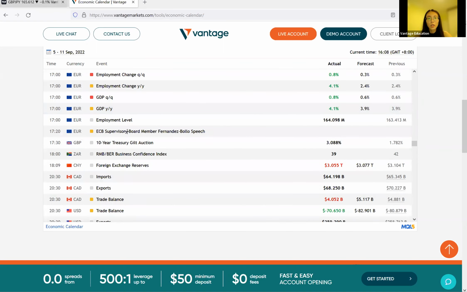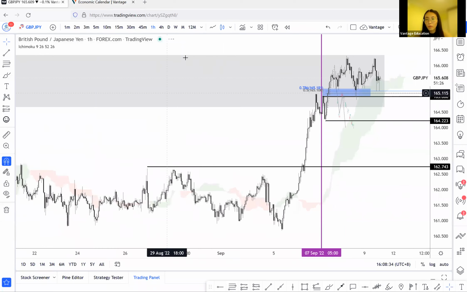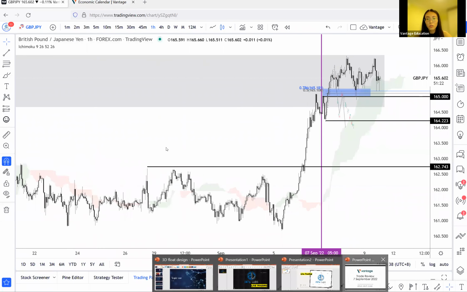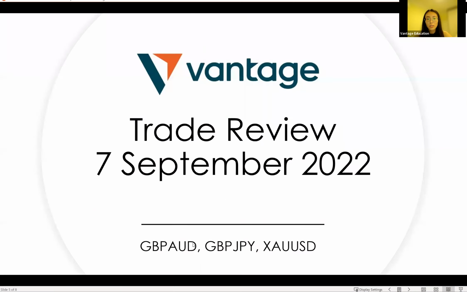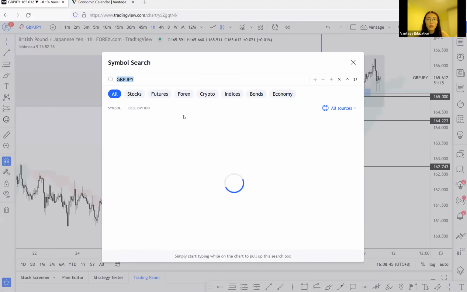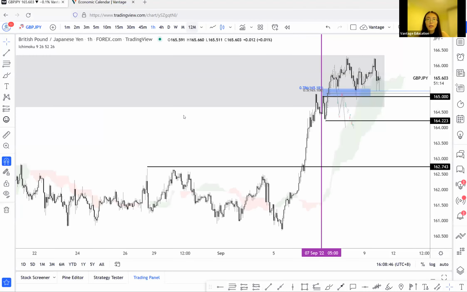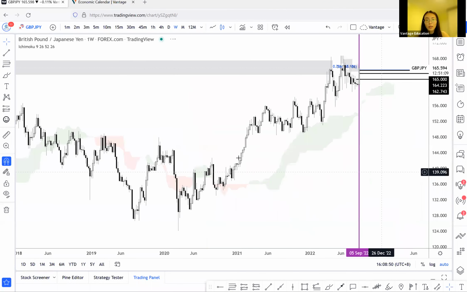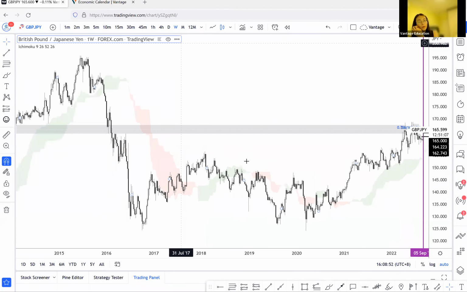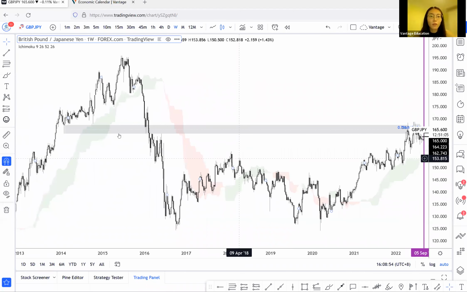So let me just bring out the dollar index chart. Before we go to the dollar index chart, we had a review of this, so let me just bring this up. Take a look at this. On pound yen, on the higher time frame, just a quick recap of what we have covered on Wednesday. You can see that on the higher time frame, this is the weekly time frame on pound yen.